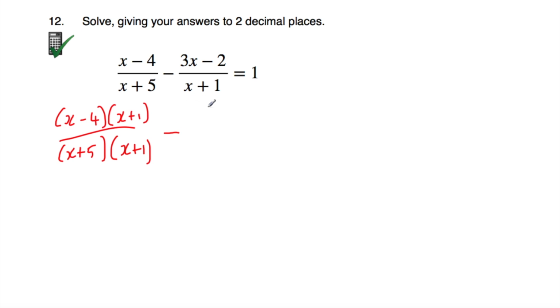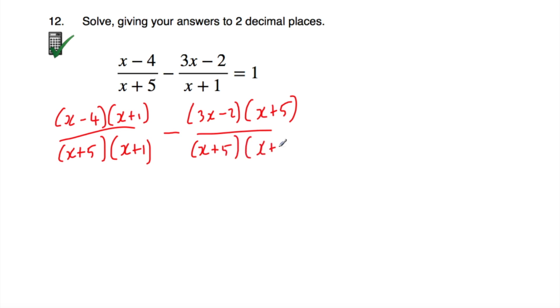We've then got minus, and then we're going to multiply both the numerator and denominator of this fraction by x plus 5. So we're going to have (3x minus 2), brackets (x plus 5), and then we could write x plus 1 and then x plus 5, but I'm going to write it this way around. So it's x plus 5 and then x plus 1, just to match up with the other one. And that equals 1. Okay, now what I'm going to do is expand the brackets on the numerators. So I'm going to expand these brackets and I'm going to expand these brackets.